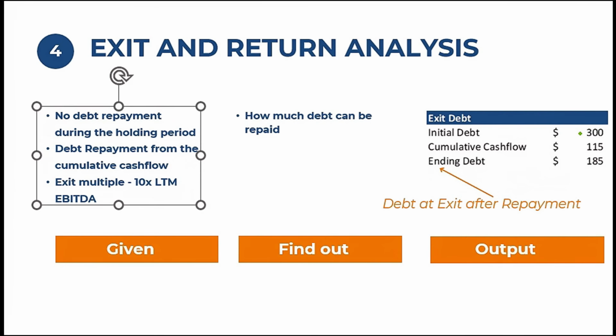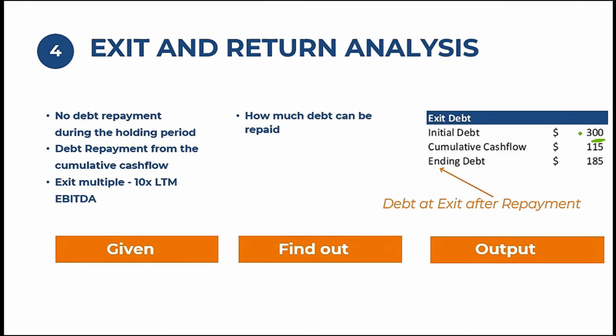We started with the initial debt of 300 million and generated a cumulative cash flow of 150 over 5 years. So our ending debt, because we have been told that you have to pay off your debt using the cumulative cash flow, your ending debt would be 185, which is 300 minus 150, 185.